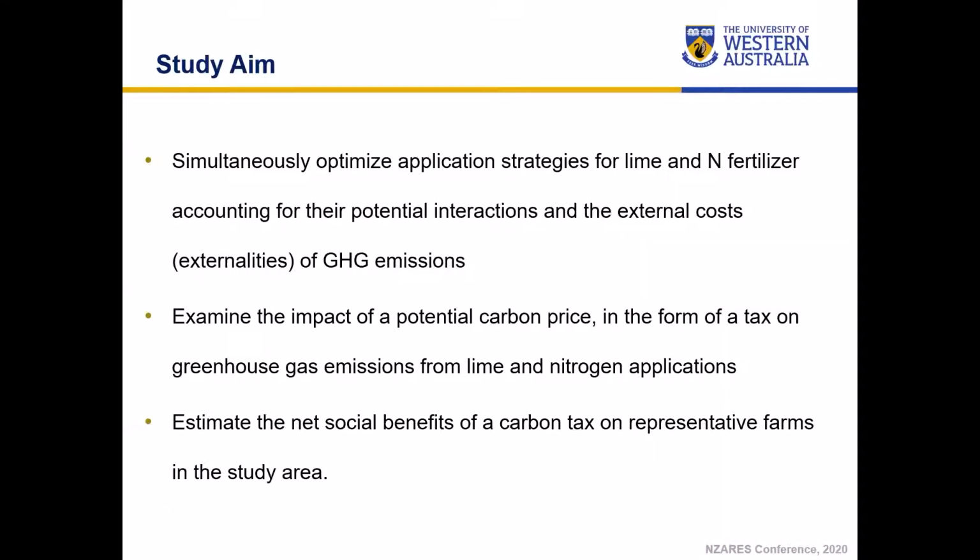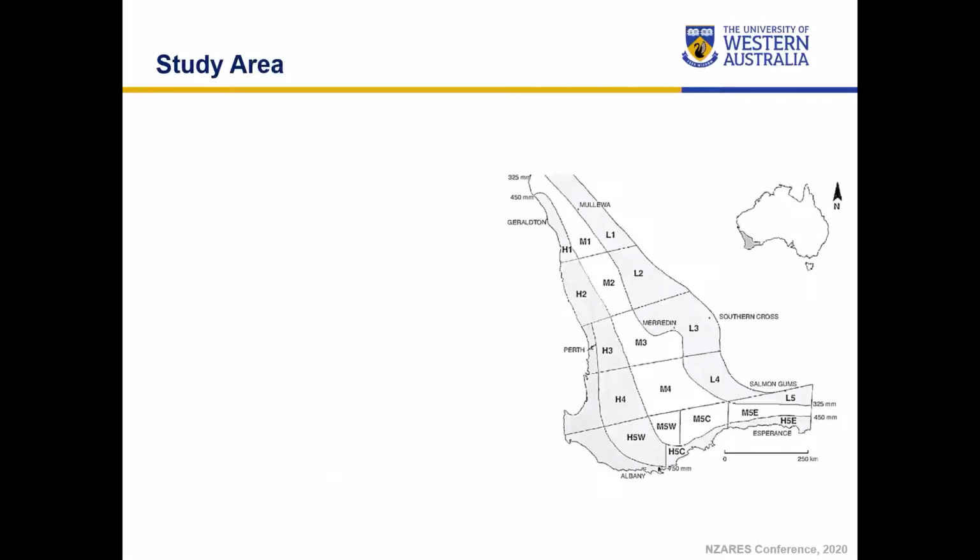Having this background in mind, we set our study aim to simultaneously optimize application strategies for lime and nitrogen fertilizer, accounting for the potential interactions and the external cost of greenhouse gas emissions. Also to examine the impact of potential carbon price in the form of carbon taxation of greenhouse gas emissions from both nitrogen and lime applications. And finally, to estimate the net social benefits of such carbon taxation on a representative farm in the study area.